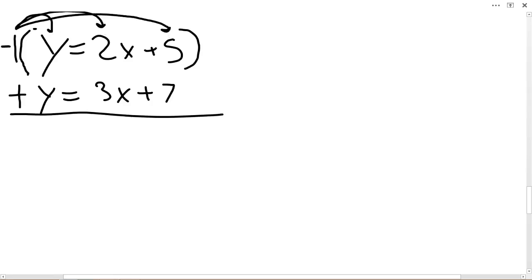Okay, so let's rewrite this over here. So I'll just draw a little arrow saying I'm going to rewrite over here. So -1 times y is just -y, right? Equals, then -1 times 2x, what do we get? We get -2x. So pretty much all the signs are going to flip on the equation. That's all that's going to happen. The signs are just going to flip. The -1 times +5 is just -5, right?